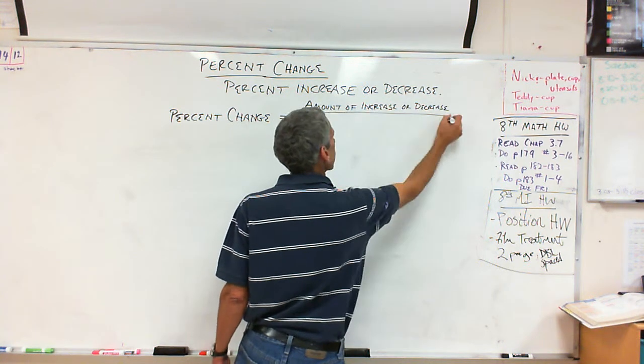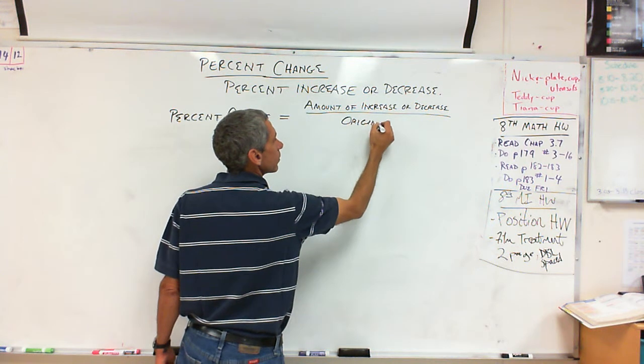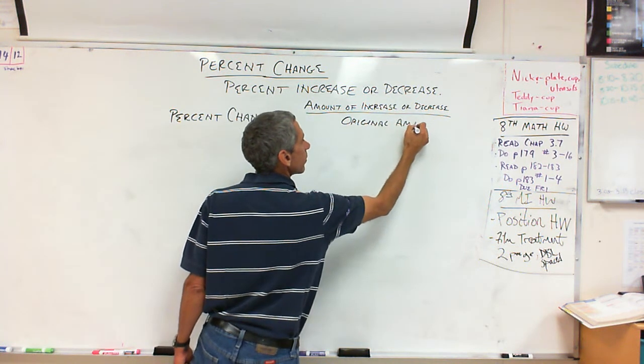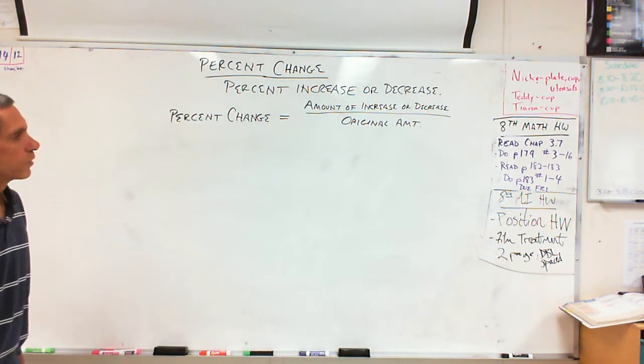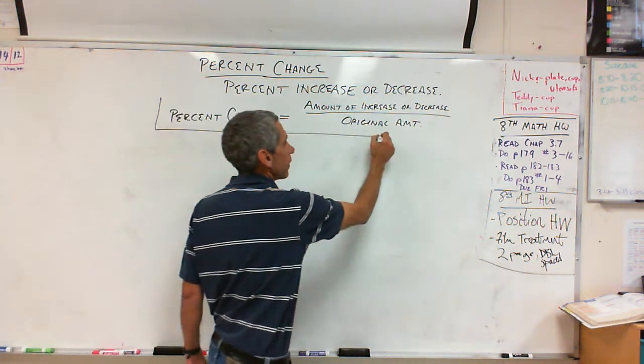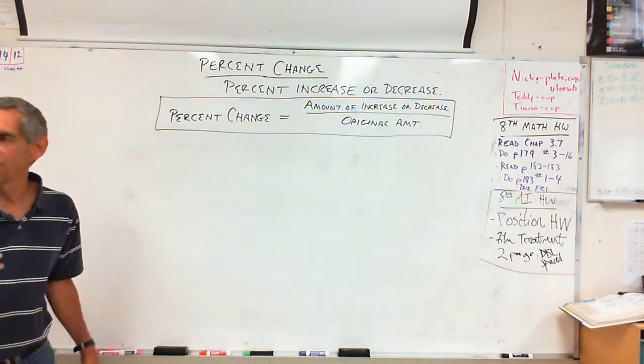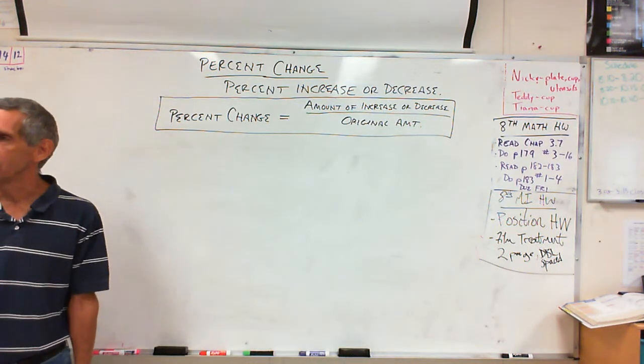But that's actually pretty good. And then over the original amount. AMT means amount. That's my shortcut. So that's your equation that you're going to use. It's so simple, guys. This is the easiest thing. They're actually fun. They're so simple that they're fun, right?